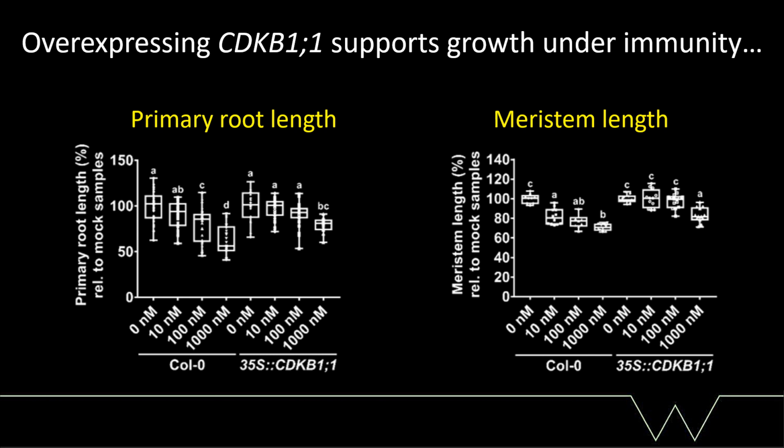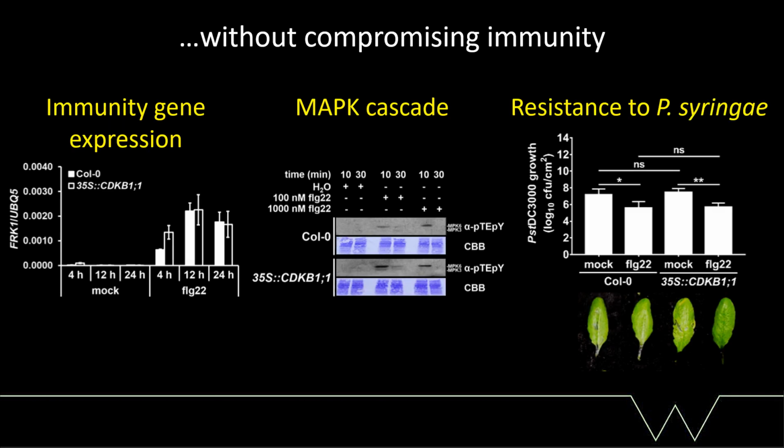So here you see in wild-type Col-0, if you have increasing concentrations of FLAG22, you see quite a sharp decrease in the primary root length. But in the CDKB1;1 overexpressors, this root length is supported at all but the highest FLAG22 treatment. So the growth is maintained under immunity. And we see a similar effect on the meristem length itself. So we're able to retain that root length. Crucially, this is without compromising immunity.